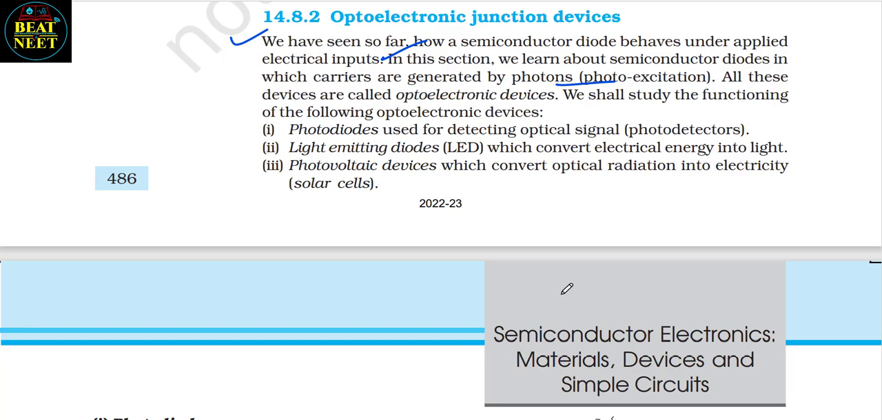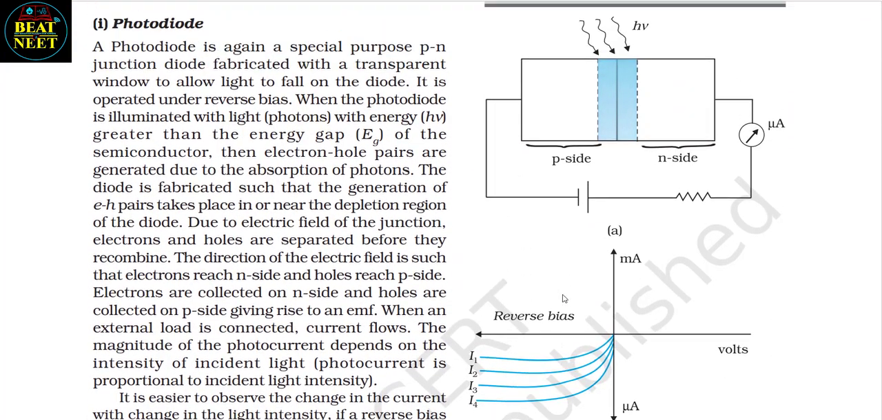Number 1. Photodiodes used for detecting optical signals, that is, photodetectors. Number 2. Light emitting diodes, LED, which convert electrical energy into light. And number 3 is photovoltaic devices, which convert optical radiation into electricity, that is, solar cells.